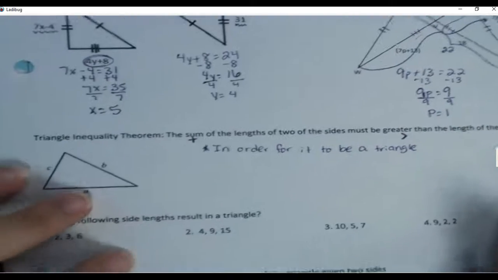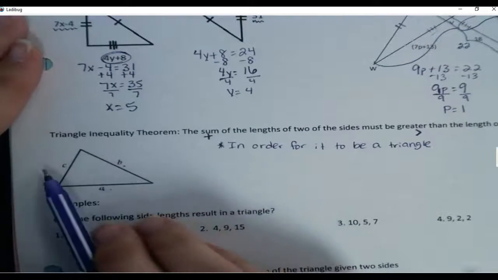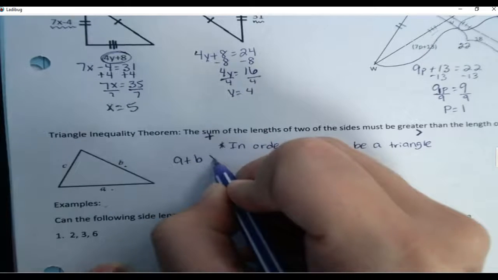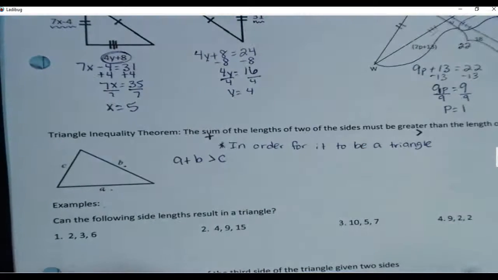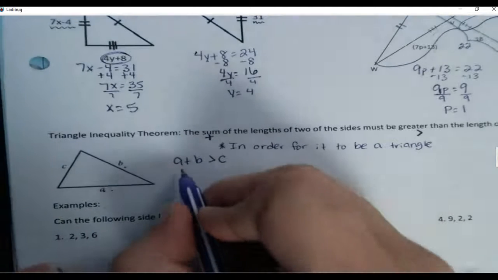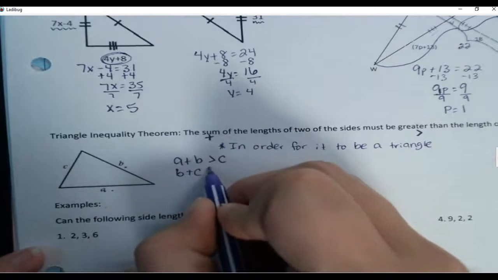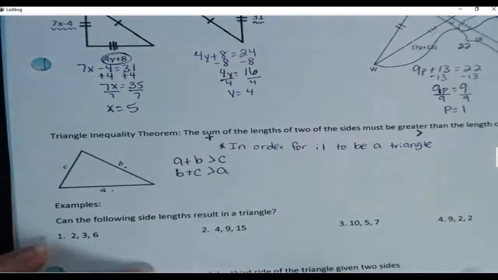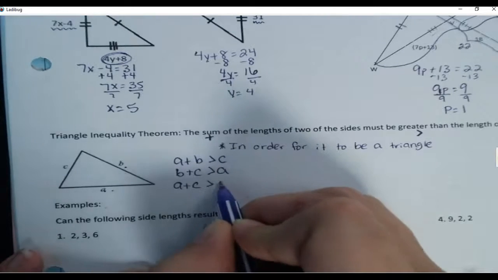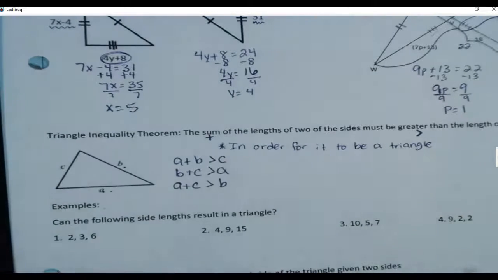So, what you have to do, if you have a triangle A, B, and C, A plus B has to be greater than C. But it has to work for all of the sides, not just one of them. So B plus C has to be greater than A. And also A plus C has to be greater than B. So you want to check all of them.